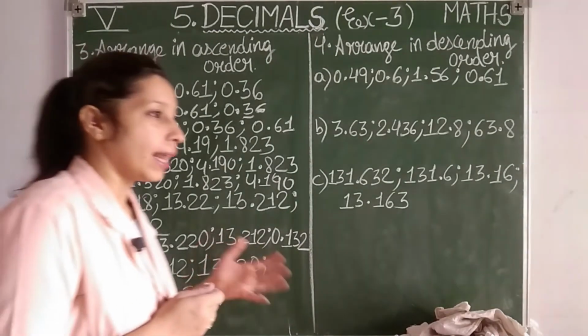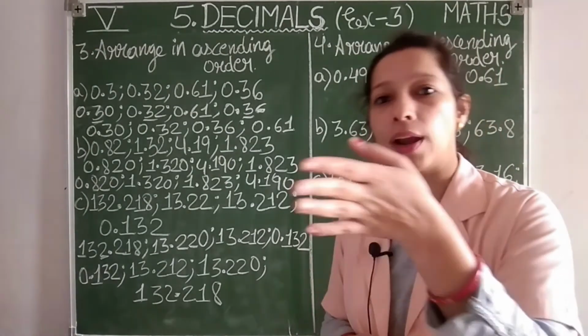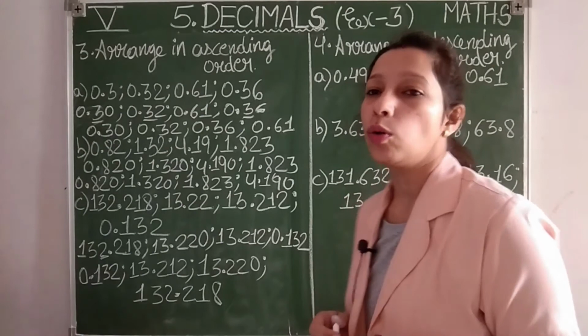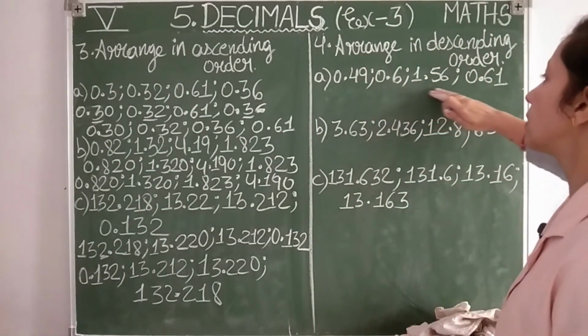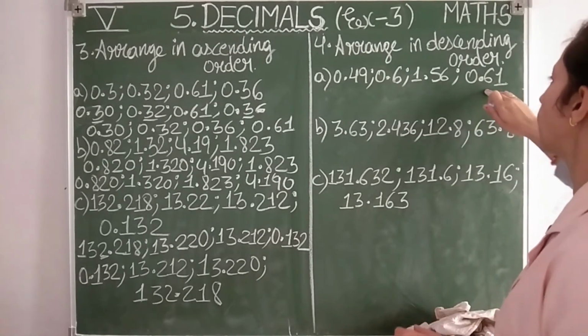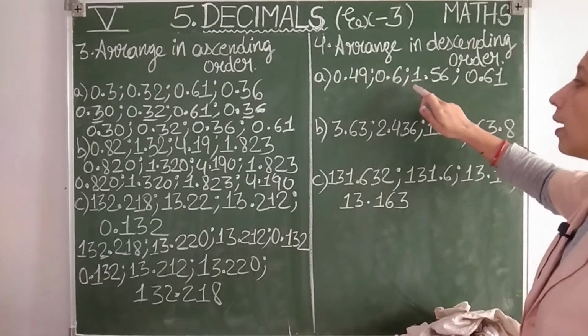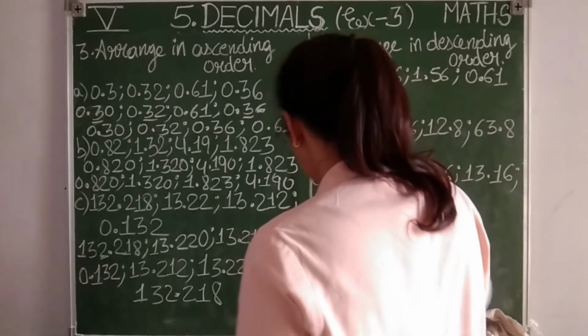Same way we will arrange it in descending order also. For descending we have to write the greatest decimal number to smallest, isn't it? But first convert each decimal number into like decimal. Let us see first point: 0.49, 0.6, 1.56, 0.61. Here up to hundreds place is given, but this one is with tens place only. So we will be converting it into like decimal.